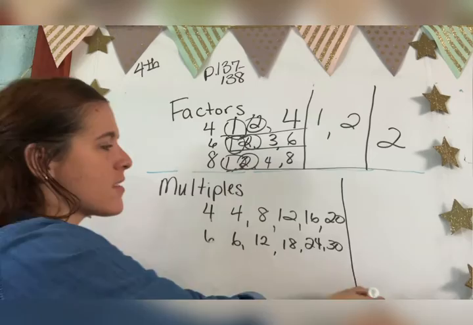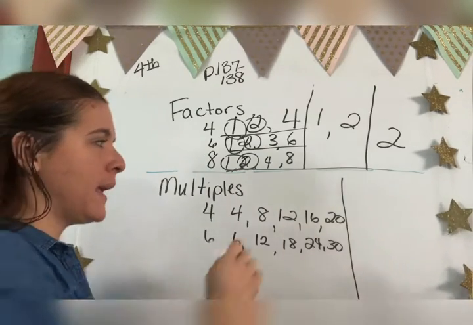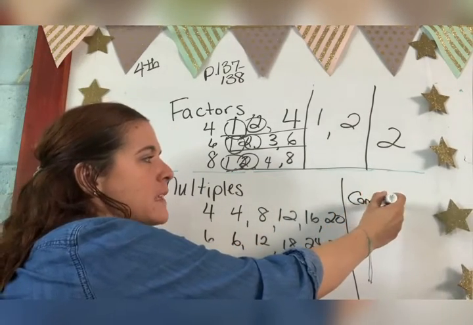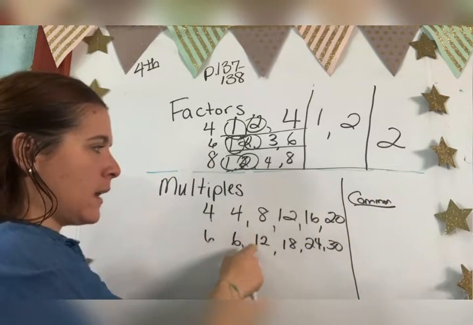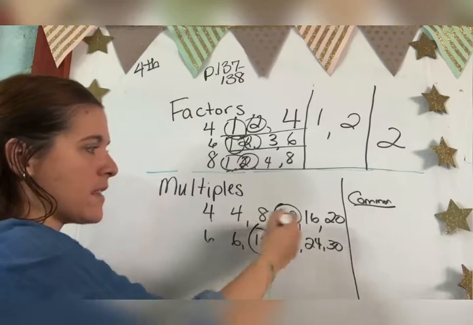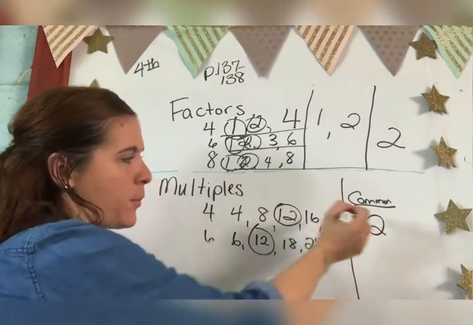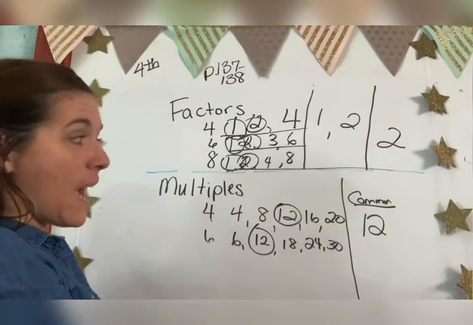Let's say that we have these as our multiples. What are my common multiples? What are my multiples in common? Not 4, not 8, not 12. There we go. 12 is a common multiple. Do you see any more? I don't see any more.